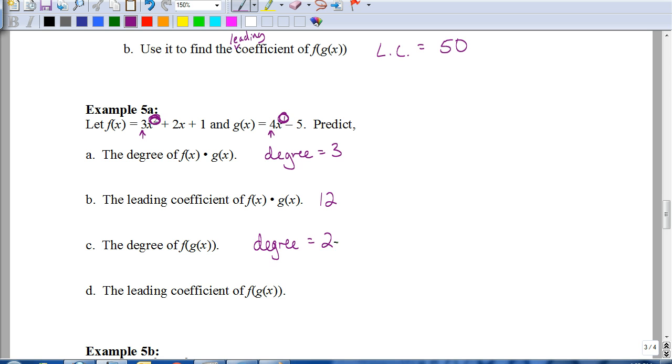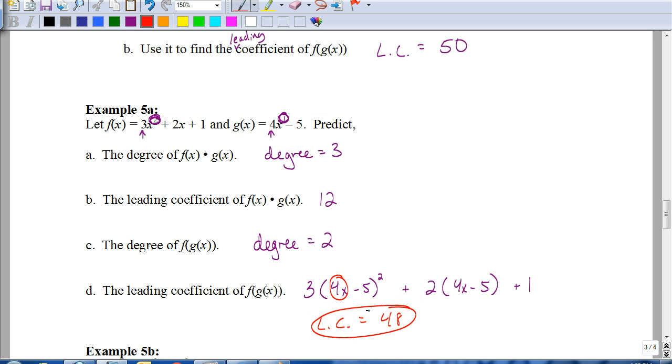The leading coefficient of f following g of x, well, I'd be putting this 4 inside of here for x, so the 4 would end up getting squared. I'll just show you what I mean here. I'm taking the 3, the 4x minus 5, put in there for x. Now granted, you'd have the rest of it, but we don't care about that, because we're going to focus just on this piece here, because that's where every degree would be. So the 4 would get squared. 4 squared is 16, and 16 times 3 is 48. So the leading coefficient here would be 48.